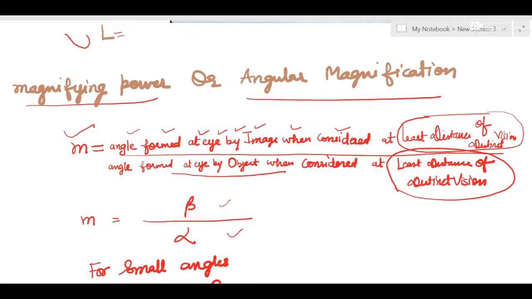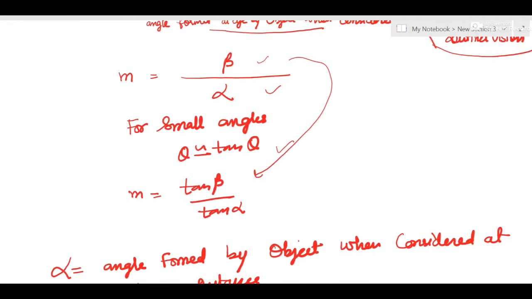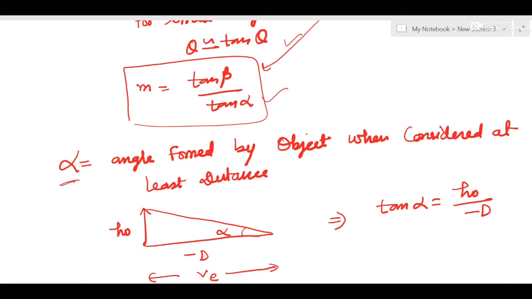For smaller angles we know that theta is tangent theta. So beta can be written as tangent beta, and similarly alpha can be written as tangent alpha. So we have our tentative formula for angular magnification or magnifying power. Further, what is alpha? Alpha was the lower angle, the angle formed by the object when considered at least distance.